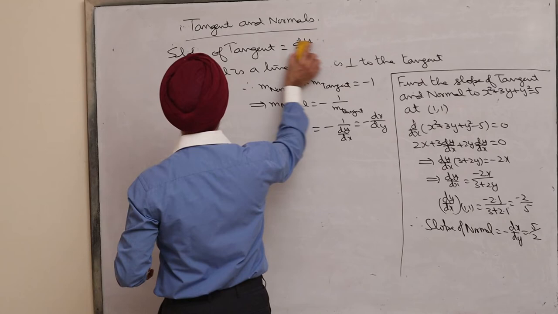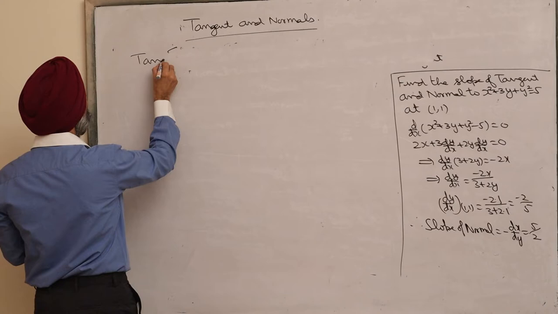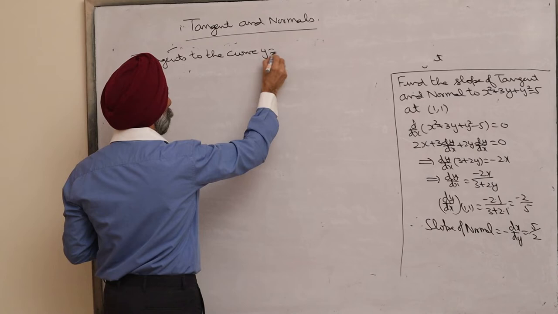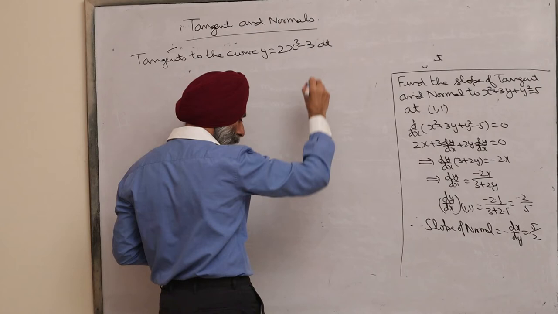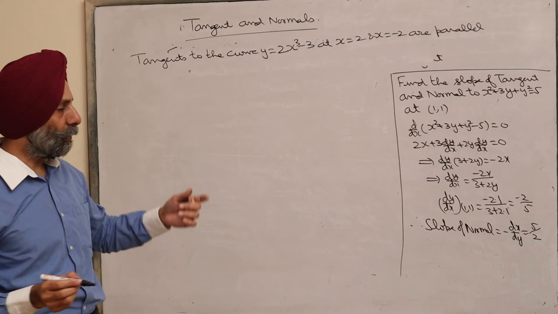Now next is, show that the tangents to the curve y is equal to 2x cubed minus 3 at x is equal to 2 and x is equal to minus 2 are parallel. Tangents to the curve at these two points are parallel.